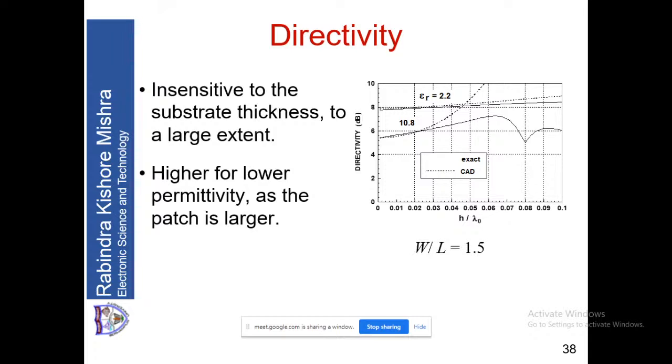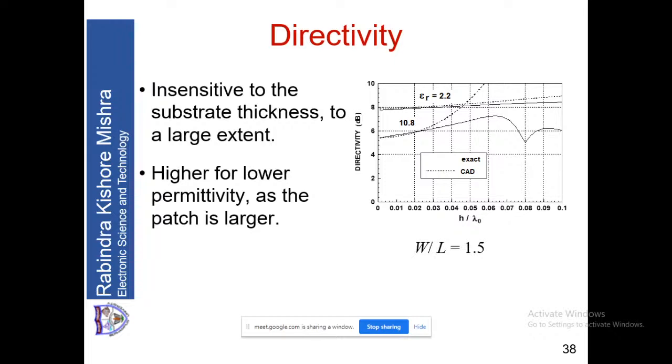Here you see a curve which shows the directivity versus h upon lambda, the normalized substrate thickness. So you can see as the electrical thickness of the substrate increases, this is actually for a W by L ratio of 1.5. As I told you, as a thumb rule, we usually take W by L equal to 1.5. So this is for an antenna for which W by L is equal to 1.5.